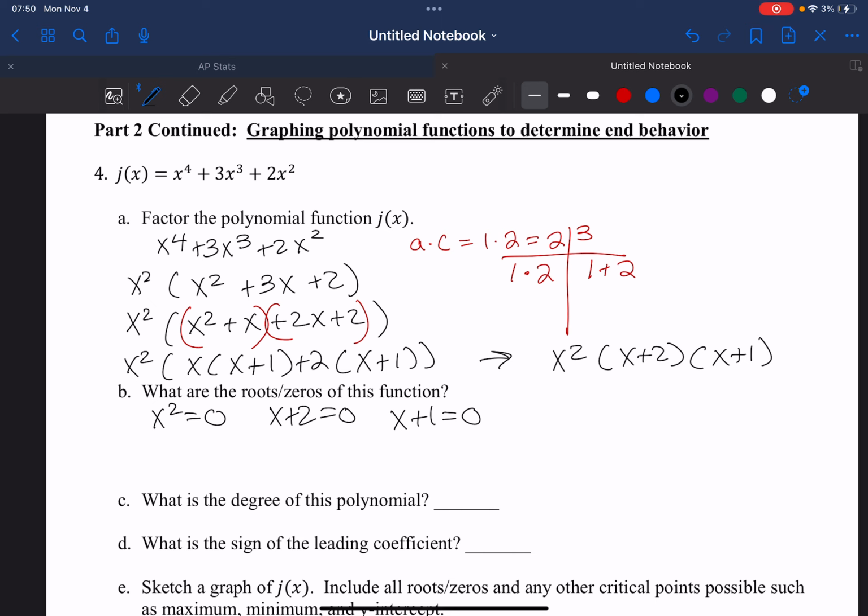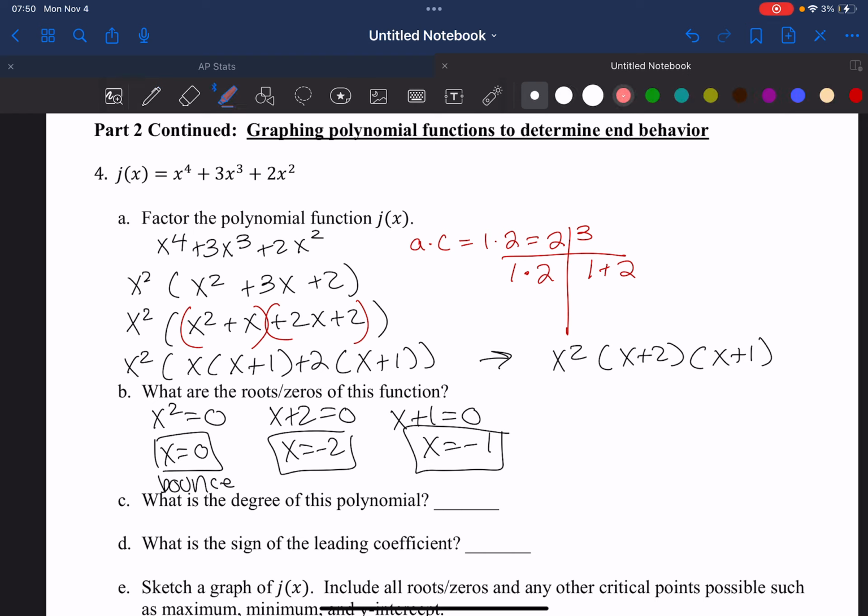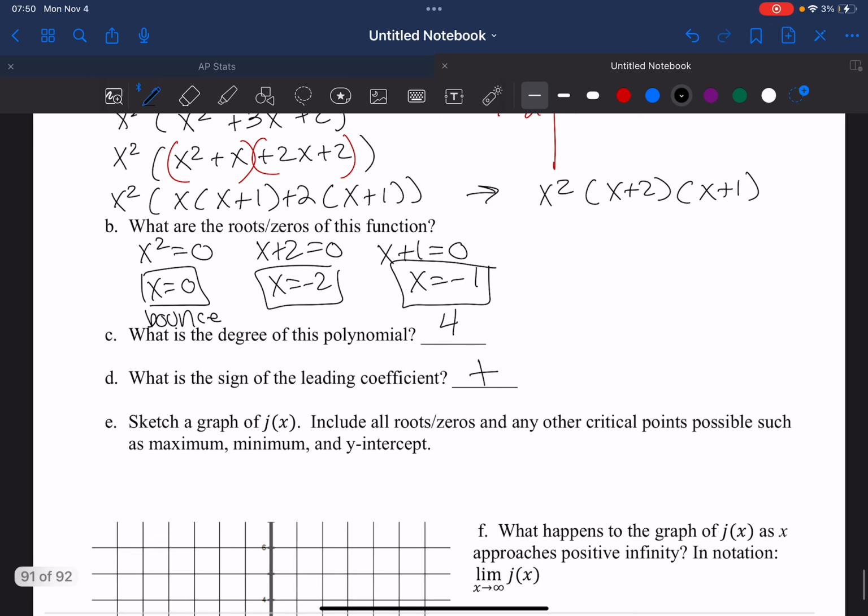When I solve x squared equals 0, I get x equals 0. Since this is a double root, I know that my graph is going to bounce off of x equals 0. Then I have x equals -2 and x equals -1. The degree of this polynomial is 4 because that's the highest exponent, and the sign of the leading coefficient is positive. Now I have to sketch the graph.